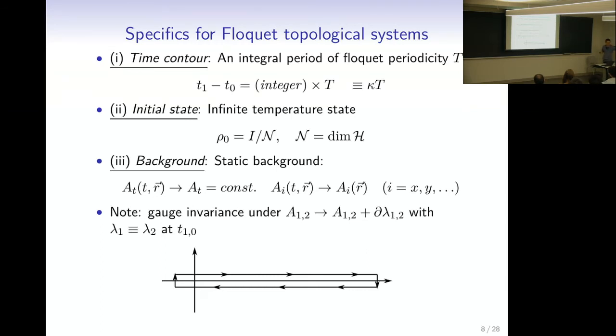Another choice is the initial state. In the more conventional setting, we often start from a Gibbs state and ask what happens to the Gibbs state in this time evolution. But in this topological Floquet setting, I guess there's no obvious choice for the initial condition. So I decided to choose the initial state as the most featureless state, which is the infinite temperature state. It's just the identity, normalized by this number N, which is just the dimension of the Hilbert space.